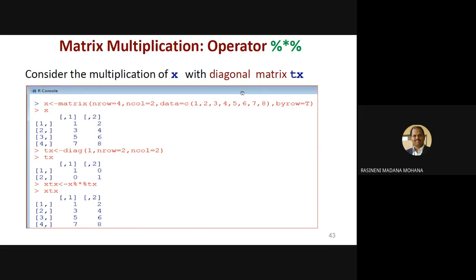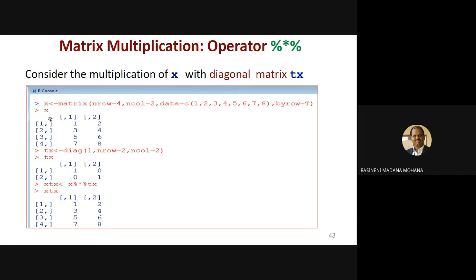Whenever you have to perform a multiplication operation, it has to satisfy the dimensionality. First matrix m by n, second matrix n by p. So the first matrix's number of columns must be equal to the second matrix's number of rows. Then only is the multiplication operation possible.